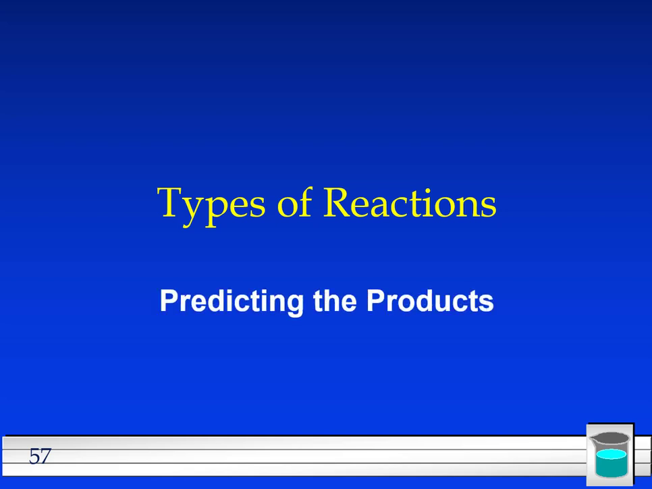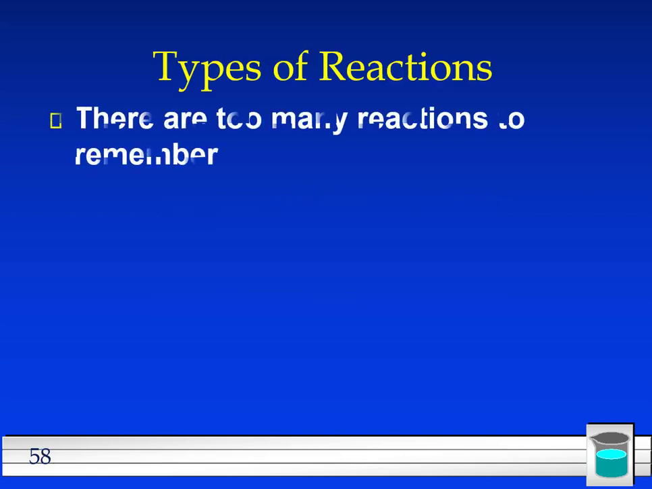And the reason why we're learning to categorize things by type is because that'll allow us to predict the products. That's our ultimate goal. In a chemistry class, you expect to learn what turns into what. This is where we learn that, how we can predict it. Because there are way too many reactions to memorize them all. Way too many. There's millions and millions of chemicals that all interact with each other. Think about how many combinations that is. Or permutations.